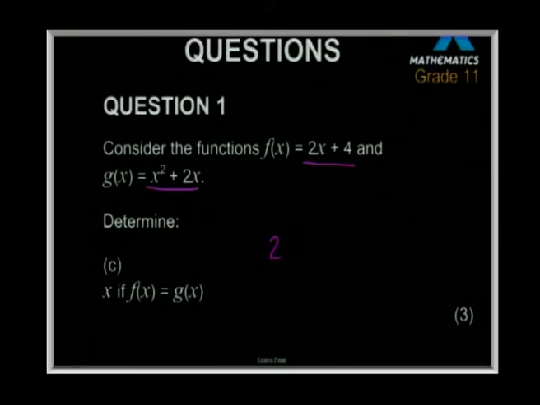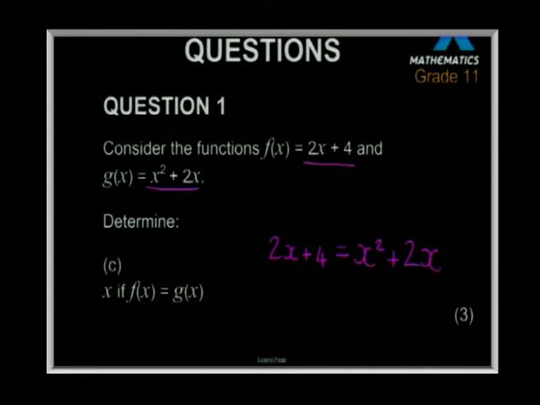Most people look at it and shrug their shoulders and move on to the next question. You, however, won't, because you know what they're asking is where the two graphs meet, which means all you've got to do is make both sides equal to each other. Let's do it algebraically. 2x plus 4 is equal to x squared plus 2x.